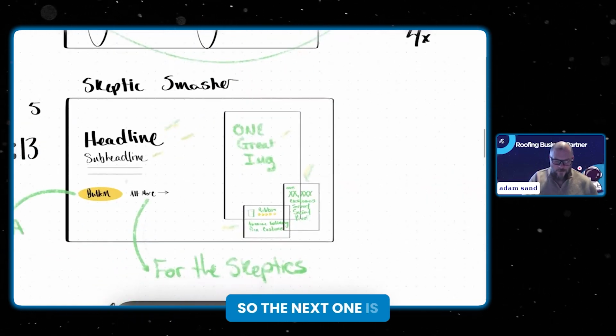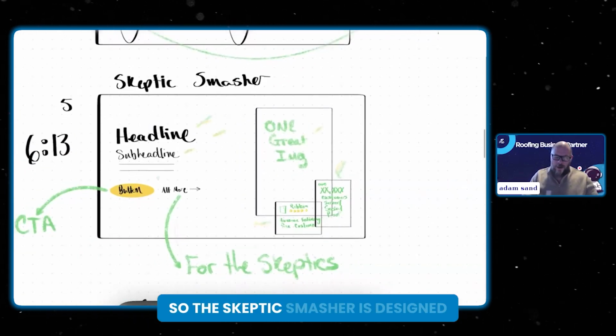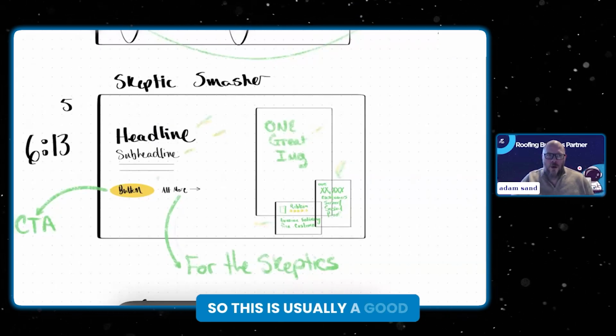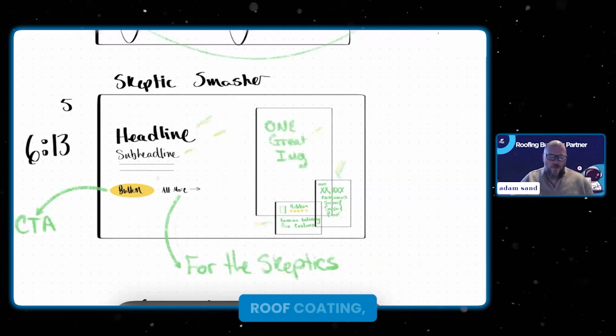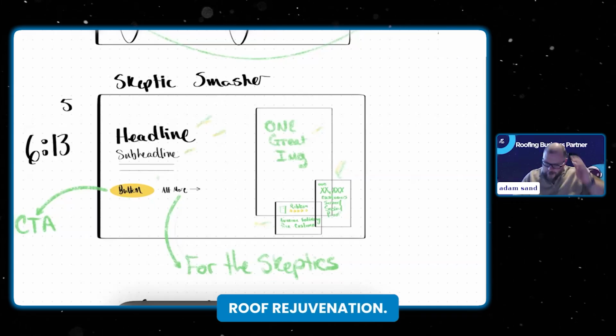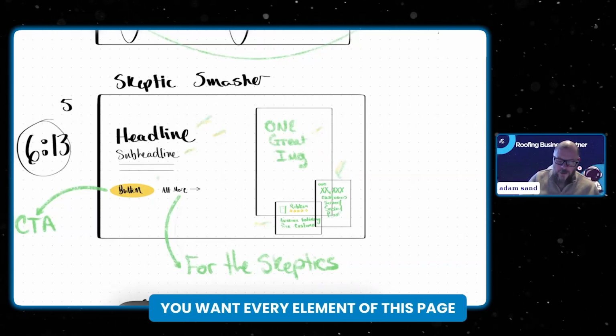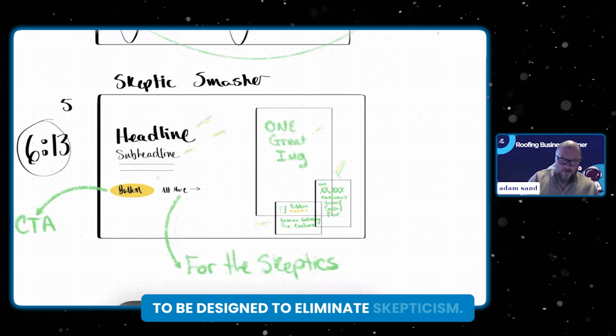So the next one is the Skeptic Smasher. The Skeptic Smasher is designed to try and remove skepticism. This is usually a good one for roof washing, roof coating, roof rejuvenation. When you're trying to break skepticism, you want every element of this page to be designed to eliminate skepticism.